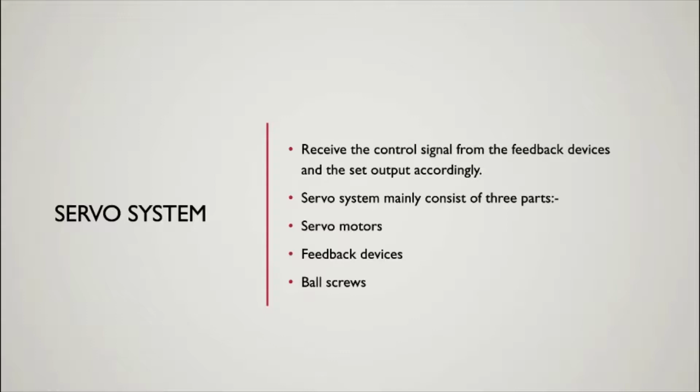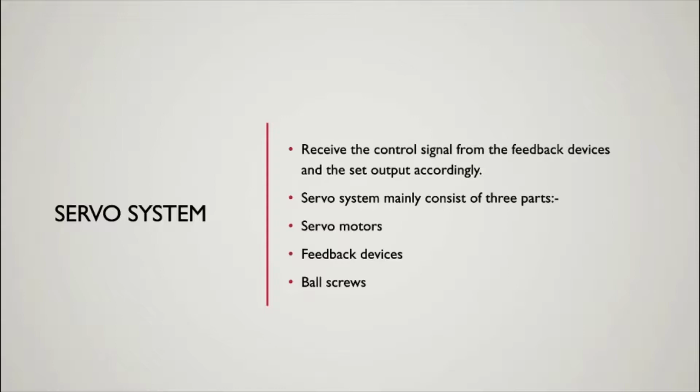The second one is feedback devices. A feedback device is a device that checks the program at the operation time and matches it with the ideal program. This device is useful to check the program from the operation side to the mini computer.